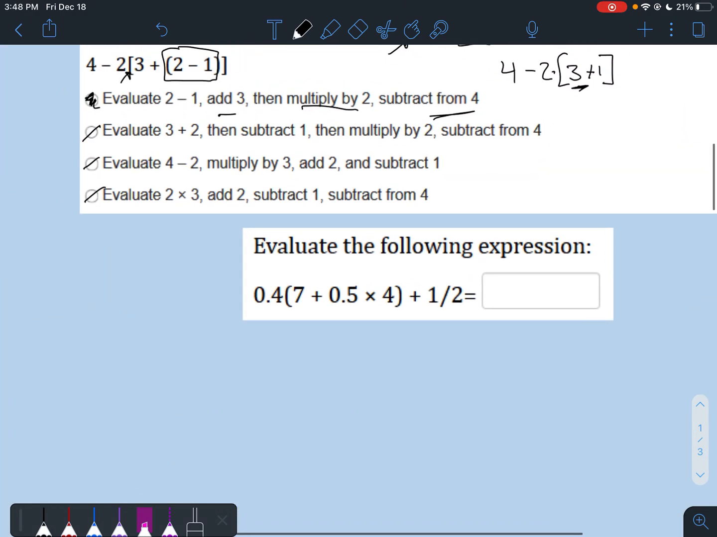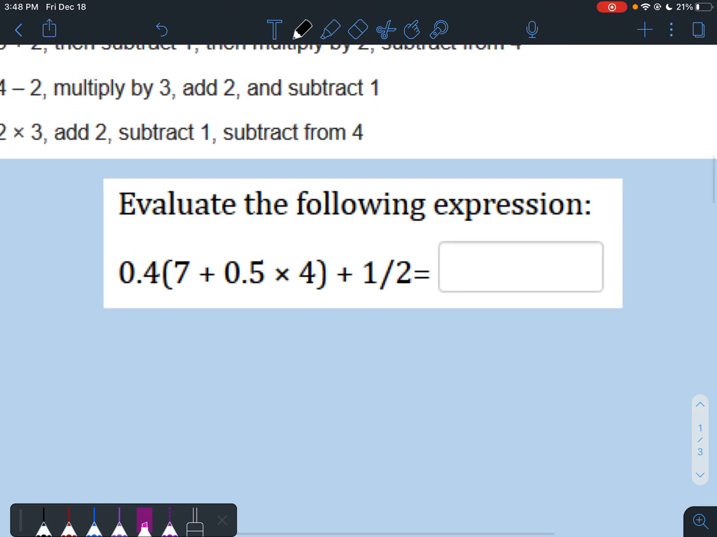And then we want to evaluate the expression. So looking at this, order of operations: parentheses, exponents, multiplication, division, addition, subtraction. You might be getting sick of me saying that, but it's important to know the order of operation. Look inside the parentheses, and inside we see multiplication. Remember, multiplication is before any addition.